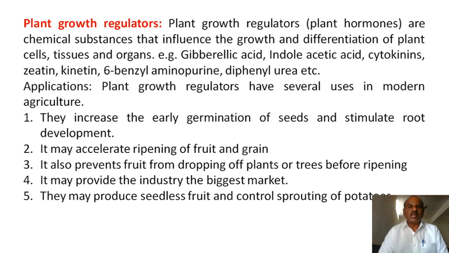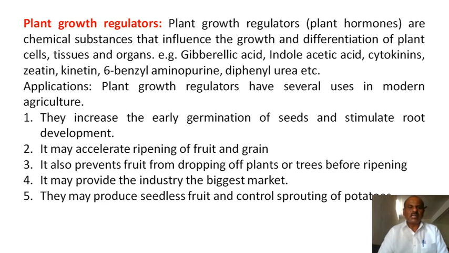For example, gibberellic acid, indolactic acid, cytokinins, creatine. These are some types of the agrochemicals which are used today on a very large scale. The plant growth regulators have a number of types of uses.